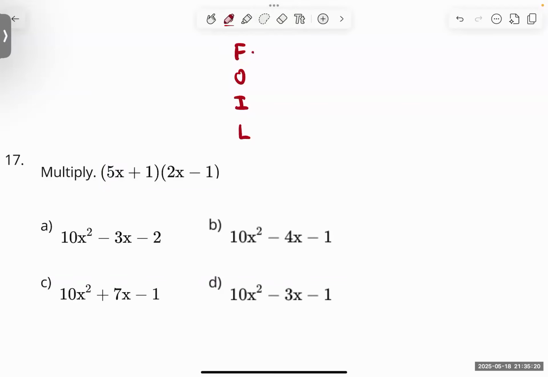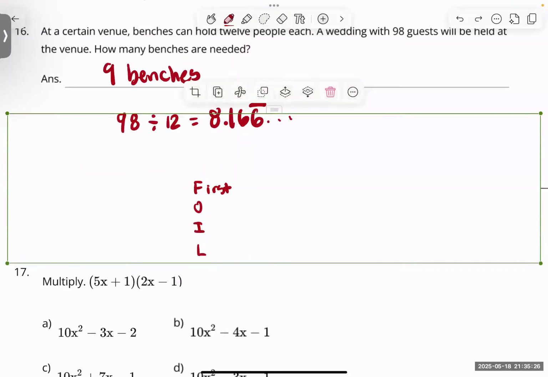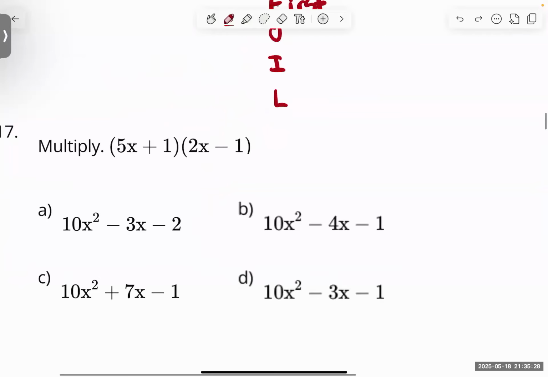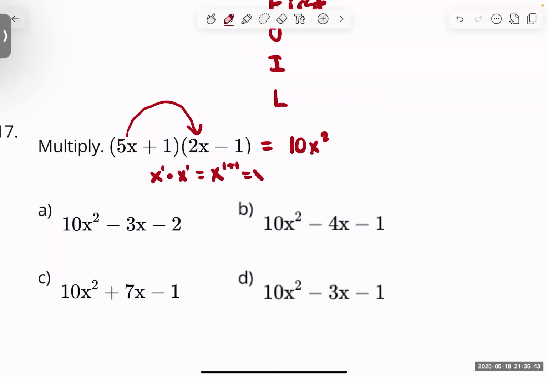FOIL. F is for first, meaning I'm taking these two first terms and I'm multiplying them together. So 5x times 2x, that is 10x squared. Because remember this rule, x times x, this is x to the power 1, which is x to the power 1 plus 1, which is x to the power 2. Okay?